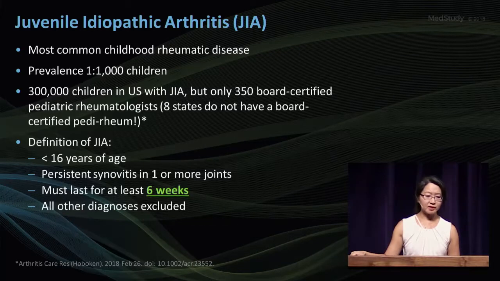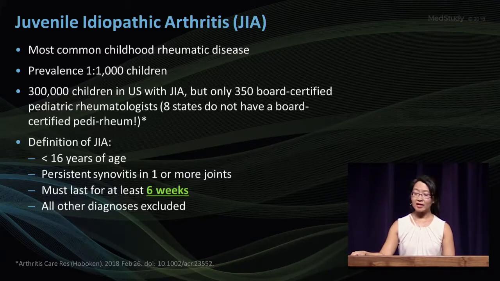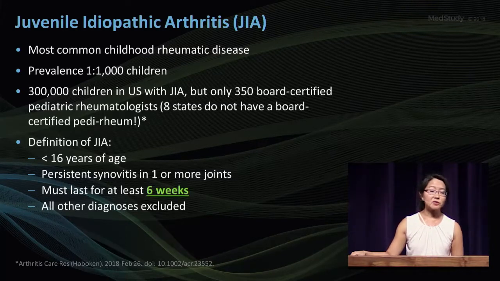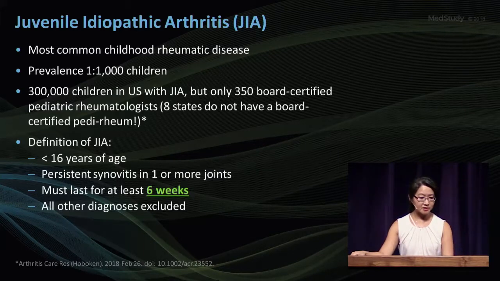Juvenile idiopathic arthritis. This is probably the most common childhood rheumatic disease that you're going to encounter. Prevalence is about 1 in 1,000 children. And just note, 300,000 children in the United States have JIA, but only 350 board-certified pediatric rheumatologists can see them. 8 states do not have a board-certified pediatric rheumatologist. So the onus is on you to be able to diagnose these patients and perhaps start them on treatment by the time that they get to a pediatric rheumatologist.